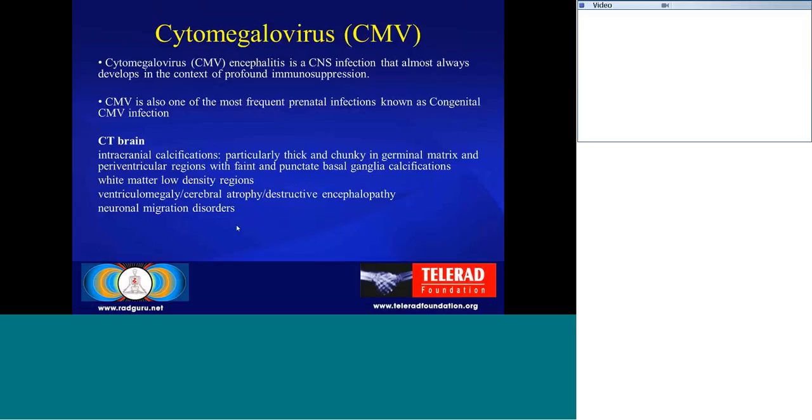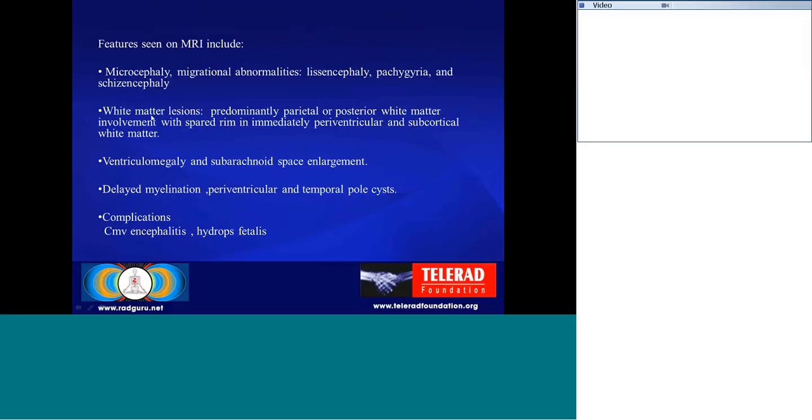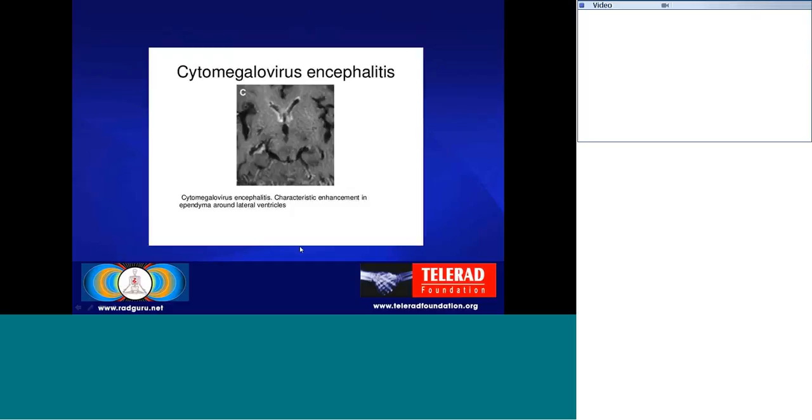These all usually occur in utero, when the fetus gets infected by Cytomegalovirus, and these are the abnormalities we find. MRI also demonstrates microcephaly, migrational abnormalities, lissencephaly, pachygyria, and schizencephaly. The white matter lesions are predominantly in the parietal and posterior white matter, with a spared rim immediately periventricular and subcortical, ventriculomegaly and subarachnoid space enlargement. So complications include CMV encephalitis and hydrops fetalis.